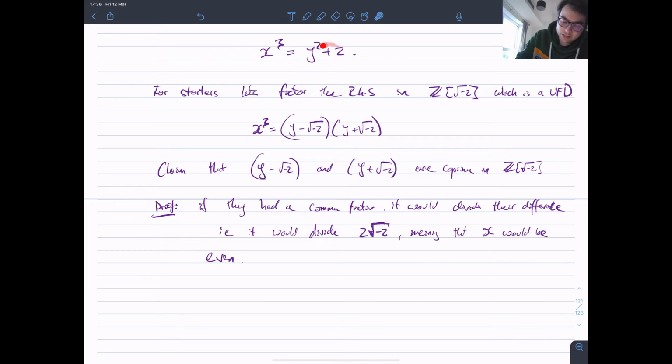then it divides this right hand side, so it would have to divide this left hand side. There's a 2 here, so x would have to be divisible by it, and any square or cube power of this has a 2 in it, so x would have to be even. So x cubed would be divisible by 8. But now the right hand side can't be divisible by 8, because y squared plus 2 is never 0 mod 8.